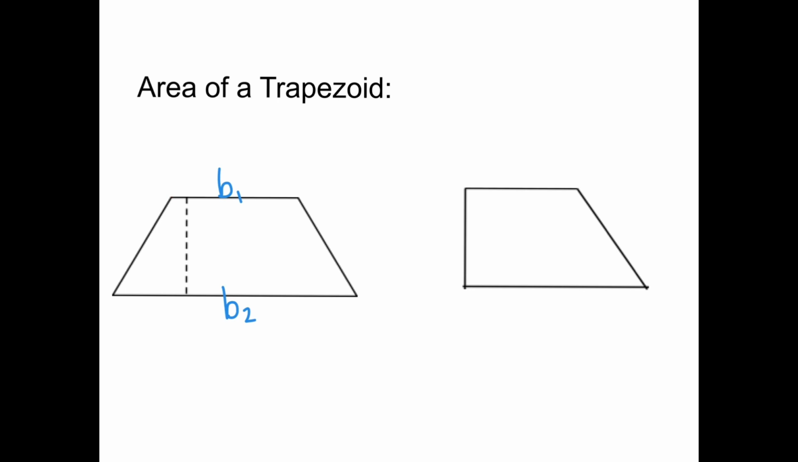So in this case, we're numbering the bases. This is the first base, this is the second base. In the second trapezoid here, it'd be the same thing. That's the top base, so it's the first one. I'll just call this one the second one.